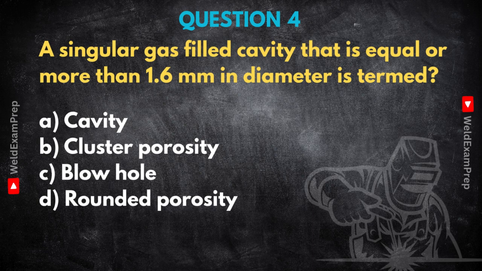That specific size, 1.6 millimeters. Why that number? Oh, we'll come to that. The correct answer is C, blowhole. And yes, the terminology is precise for a reason.